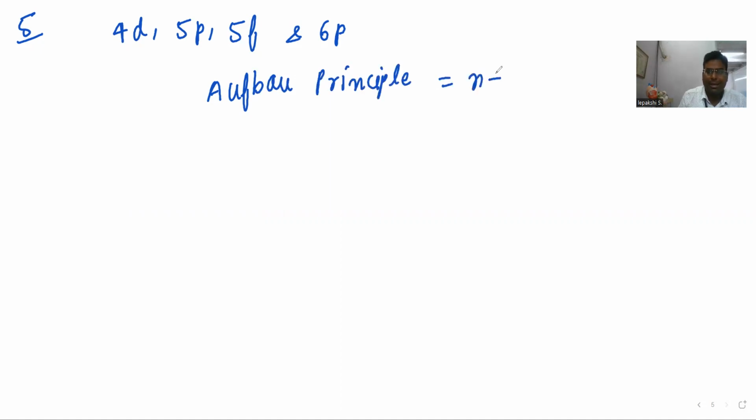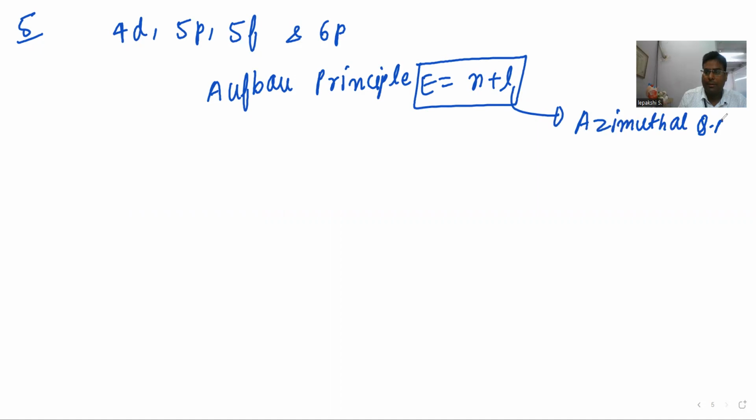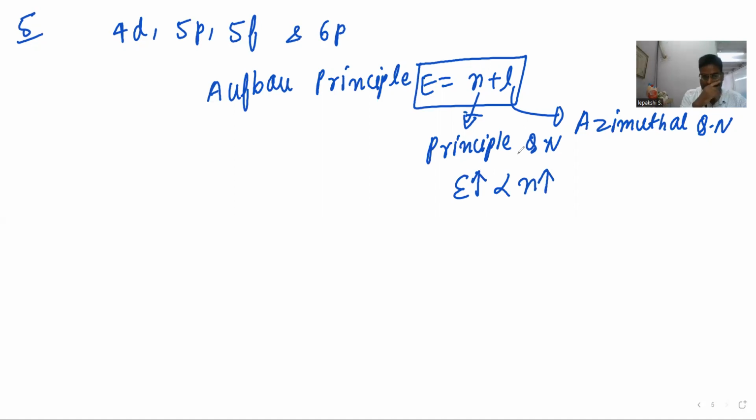So energy is equal to n plus l. n is the principal quantum number and l is the azimuthal quantum number. So the higher the value of n, the greater the energy, because they are directly proportional. So to find the high energy level, n must be higher. You can find the energy by this formula also.